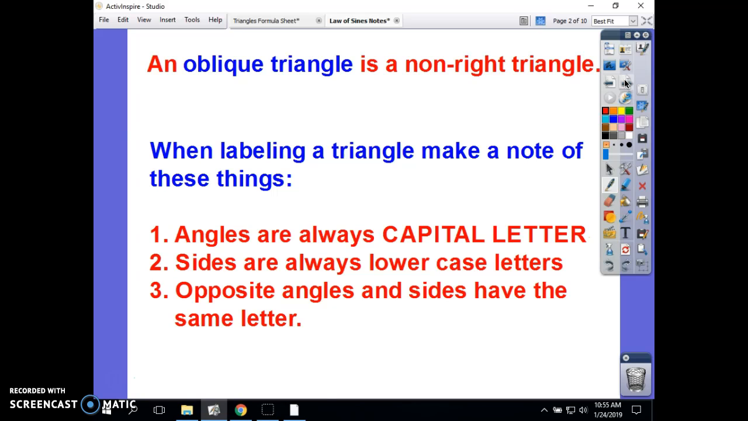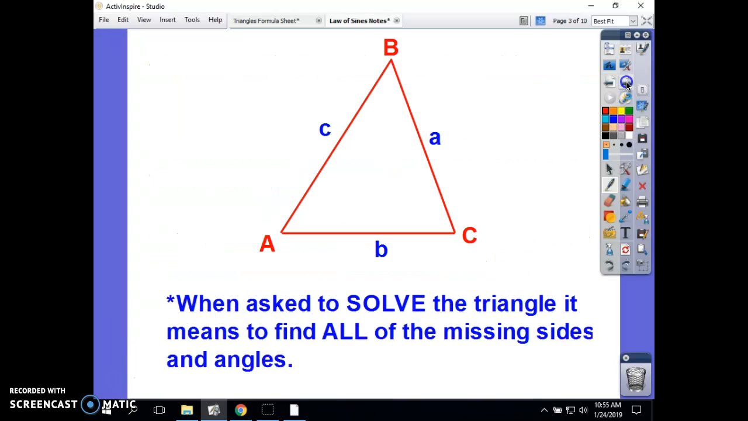So things you need to know: your angles are always capital letters. So when we label our triangle, we label them in capital letters. It doesn't always have to be A, B, and C, but they're always capitals. Then sides are always lowercase letters, and then opposite angles and sides have the same letter. So what you will see here is an example of that.